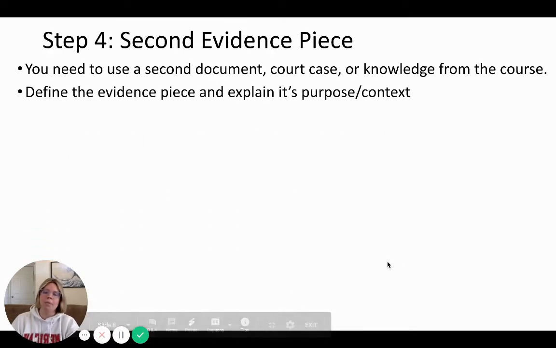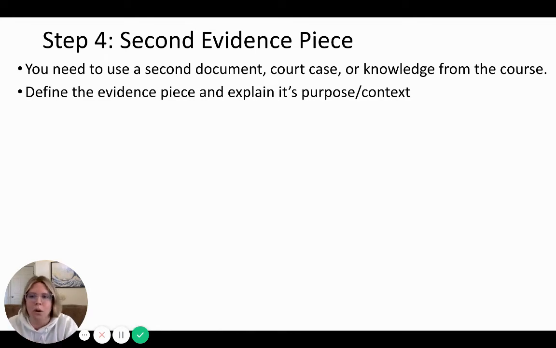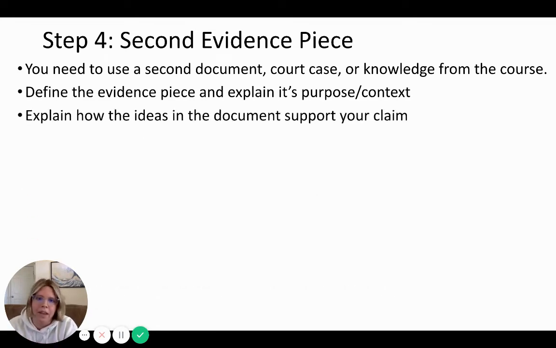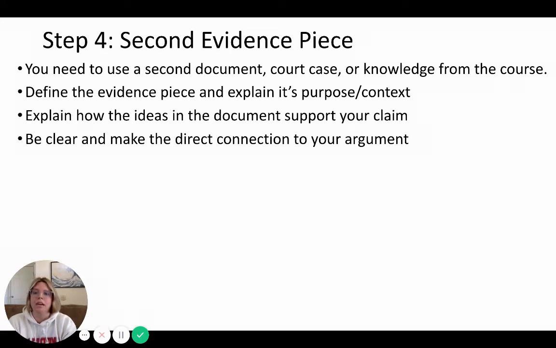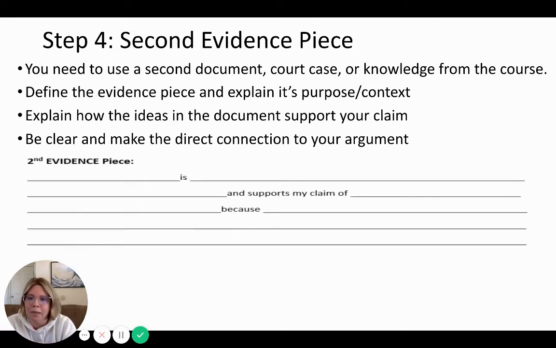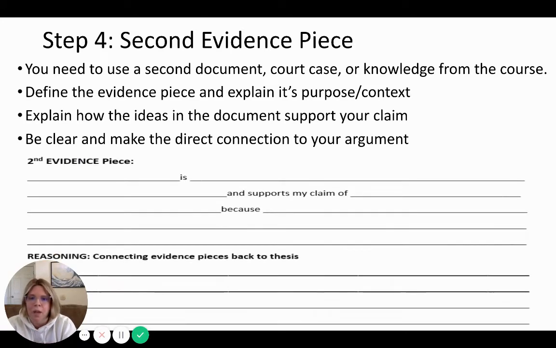Okay, then you're going to use a second piece of evidence. So second document, it could be a court case. It could be knowledge from the course. Define the evidence again, explain its purpose and contents, and explain how the ideas support your second claim. Be clear and make the direct connection to your argument. Again, this is just the same: blank is blank, and this supports my claim because, and this connects back to my thesis because this.